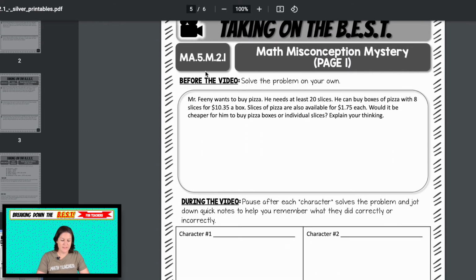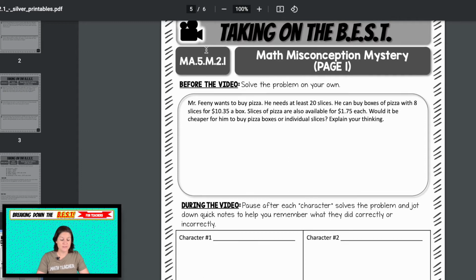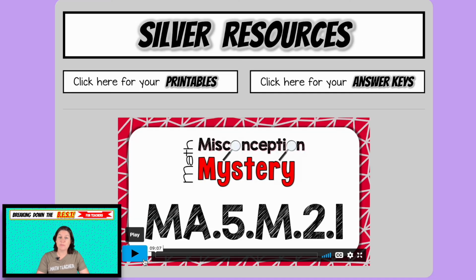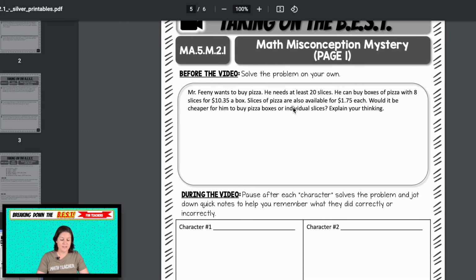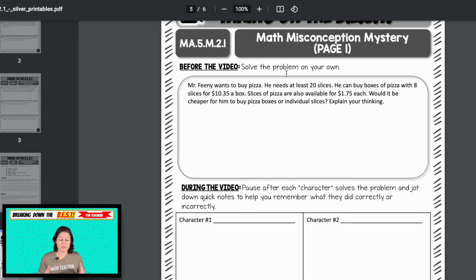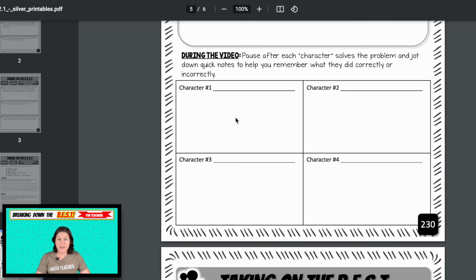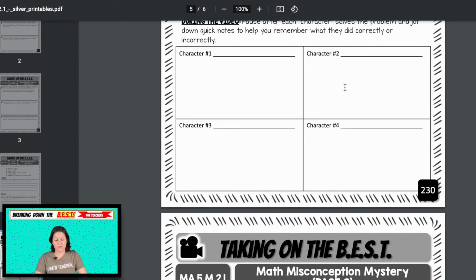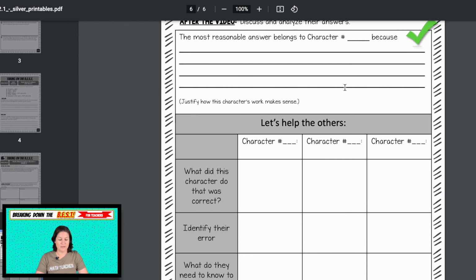This one right here is the Math Misconception Mystery. It's a video lesson. All you do is you click play right here on the silver page, and then I'll guide you through the whole thing. So students will solve this problem on their own or with a group, and then they will watch as 4 other characters solve this problem on the videos. Now those characters are just me dressed up in silly costumes with silly accents, having some fun. But 3 of the characters will make a mistake and only 1 of them has the correct answer. So they really have to pay attention to what the characters did that was correct and incorrect, and then fill out their detective report right here.